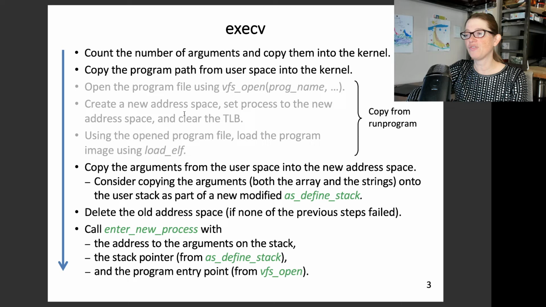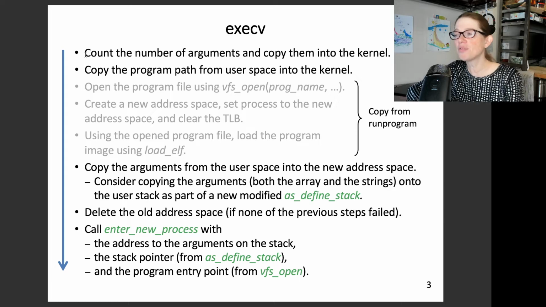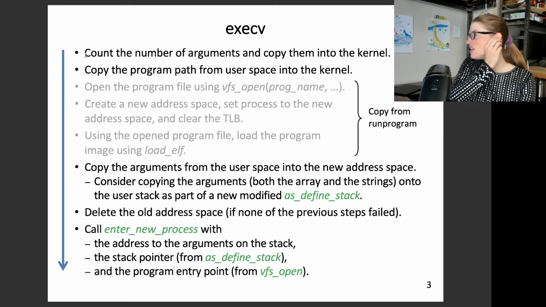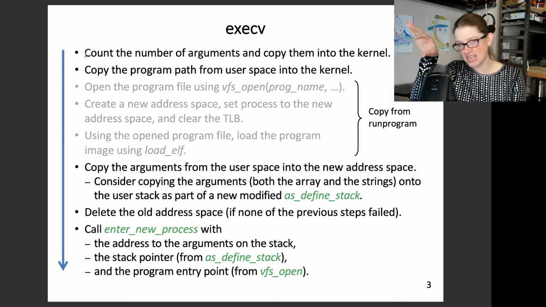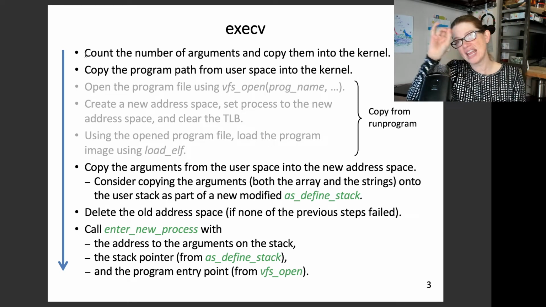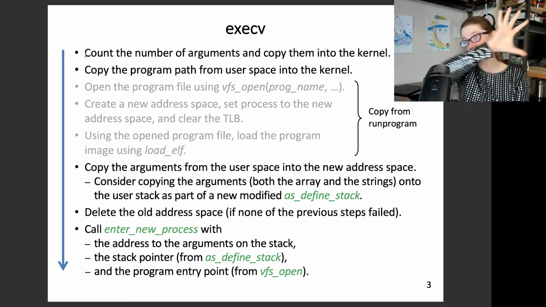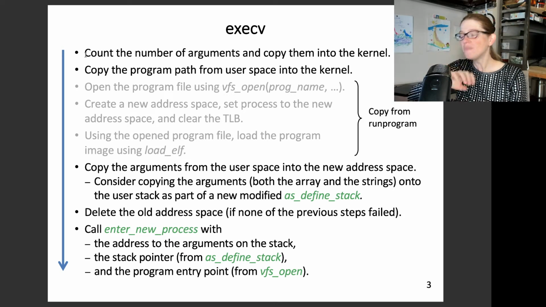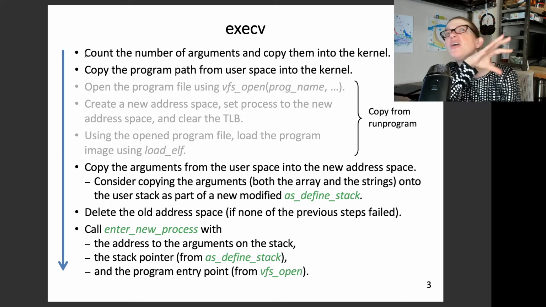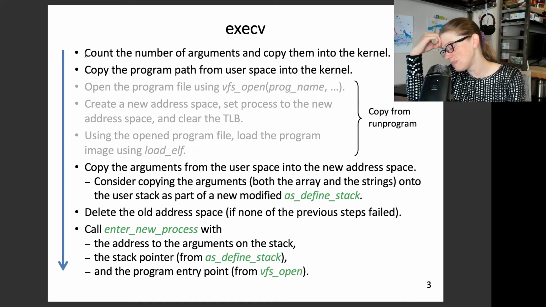Now, what's different with execv? Well, execv doesn't have the name of the program already in the kernel. The name of the program, along with all of the arguments for that program, are actually stored in the address space of the process that was running. So we need to copy the arguments and the program name from the address space of the existing process into the kernel.